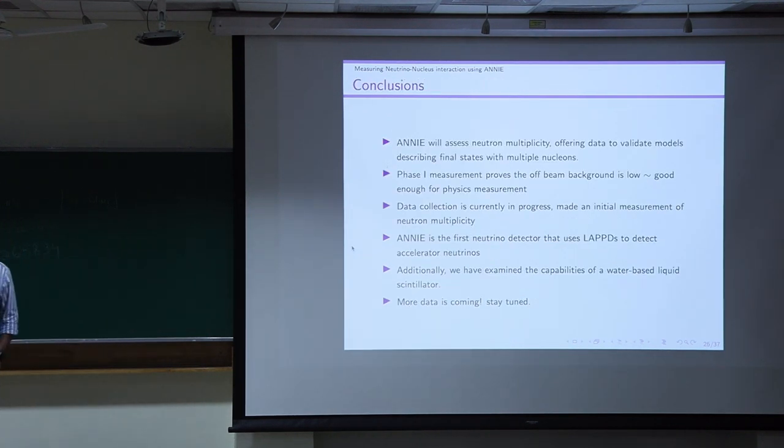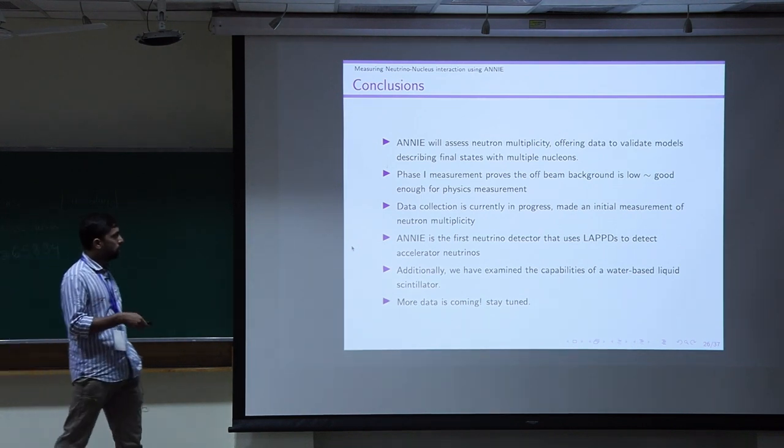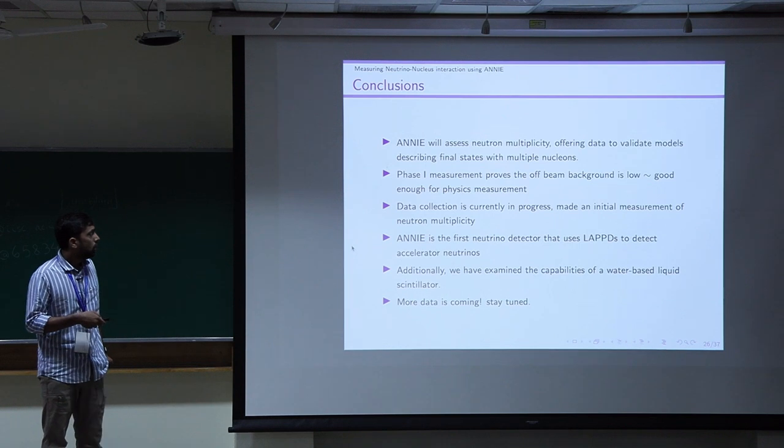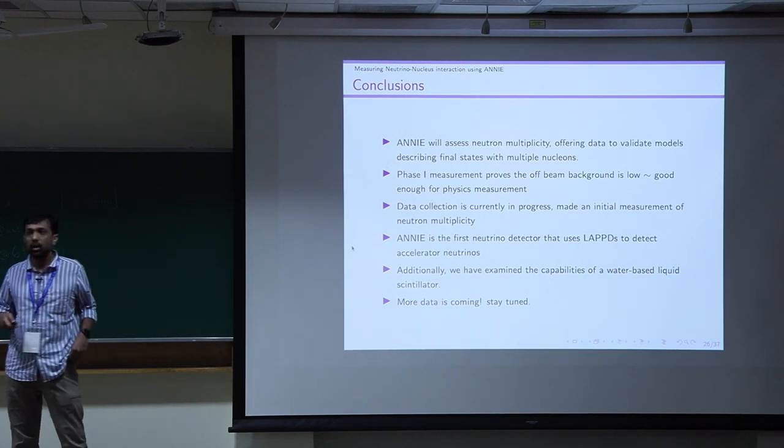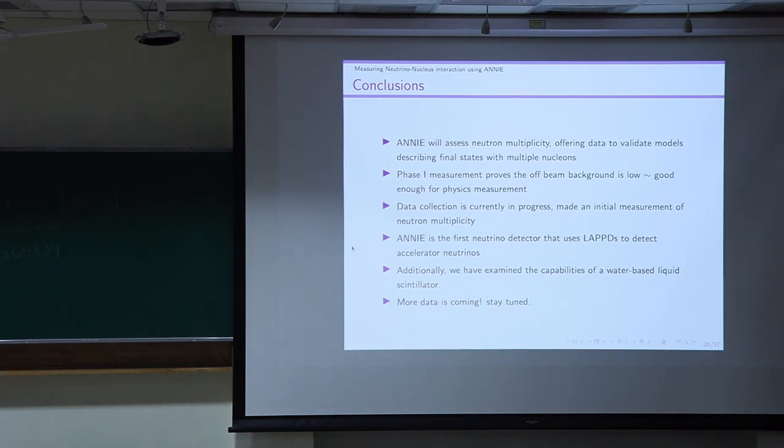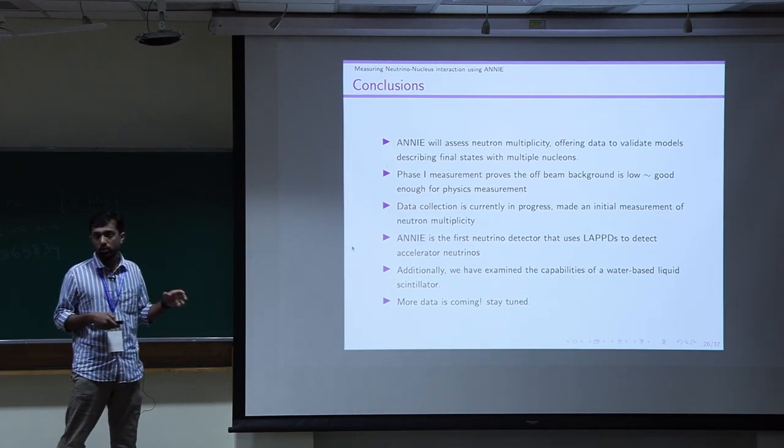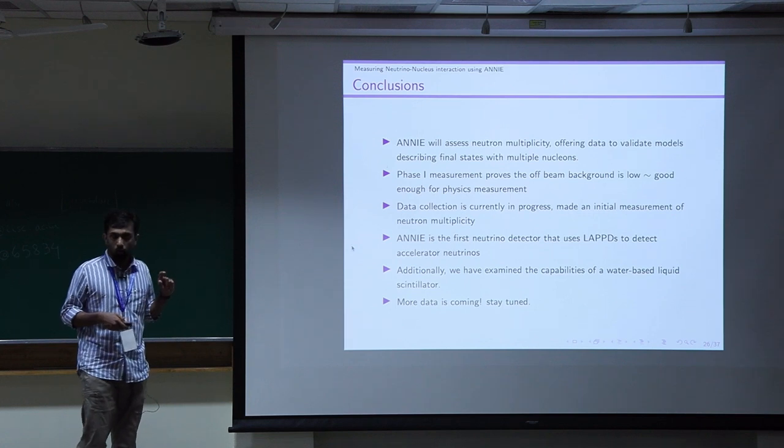Okay, so now with that I will conclude my talk. So ANNIE will assess the neutron multiplicity, and this will give you data to validate models describing the final stage. A lot of theoreticians are also interested in knowing the result from ANNIE, because they can tune their models according to the data.